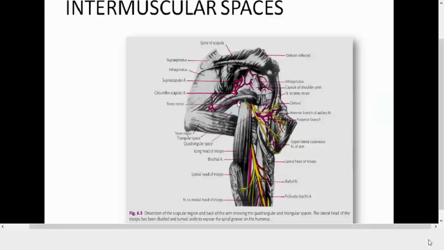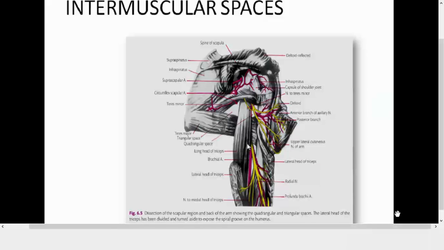Now see what structure is passing through the space. Through this upper triangular space, what are these vessels? The vessels passing through the upper triangular space are the circumflex scapular vessels, the circumflex scapular artery and vein. Here only the artery is shown, the vein is also accompanying, and they pass through this upper triangular space. Circumflex scapular vessels.